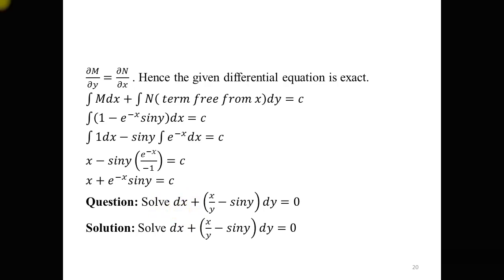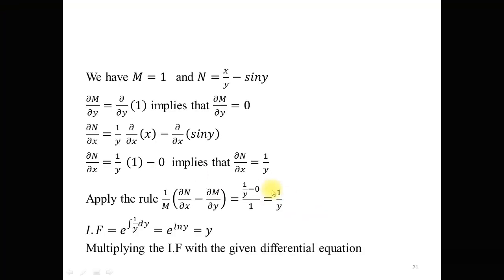We can use rule number first, or we can use rule number second. But first of all, check this expression: 1 over m into (1 over n partial n by partial x minus partial n by partial y). If this expression gives us a function of y alone, then we can use rule number second. But if it does not give a function of y alone, then we can use the expression 1 over n (partial n by partial y minus partial n by partial x). If that expression gives a function of x alone, then we can use rule number first.